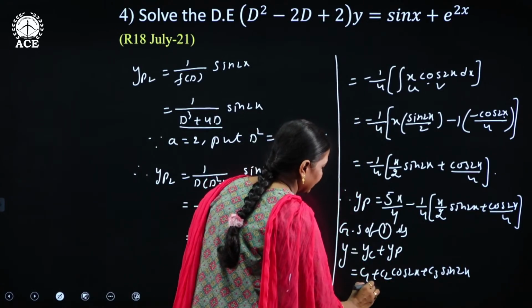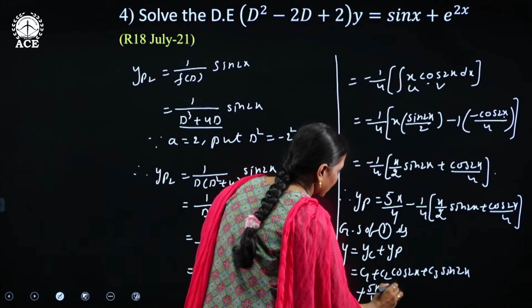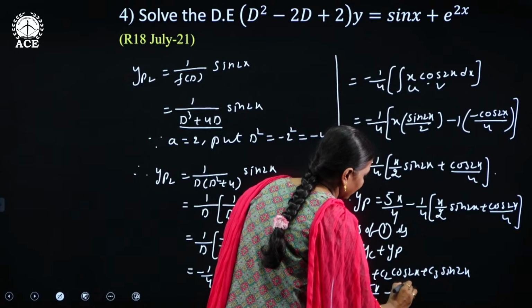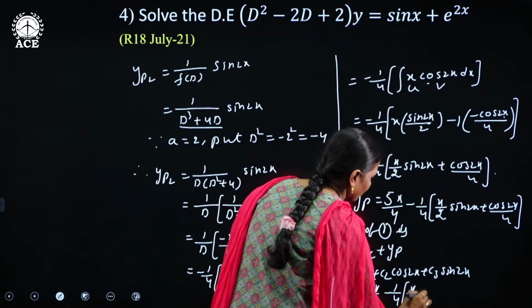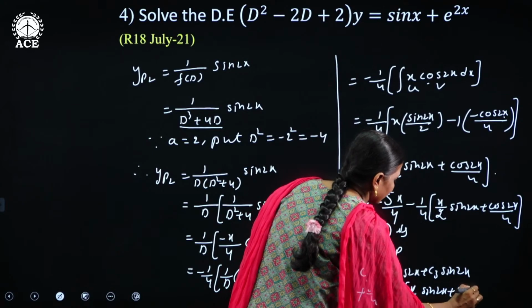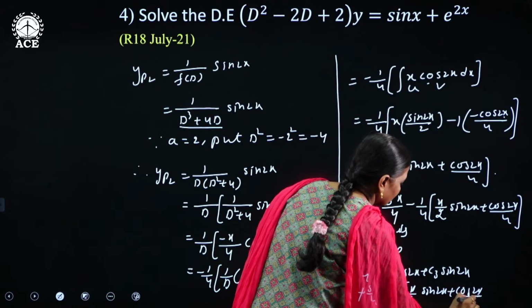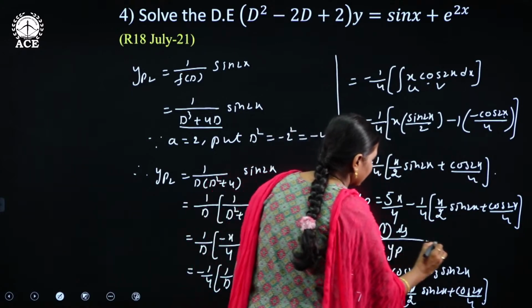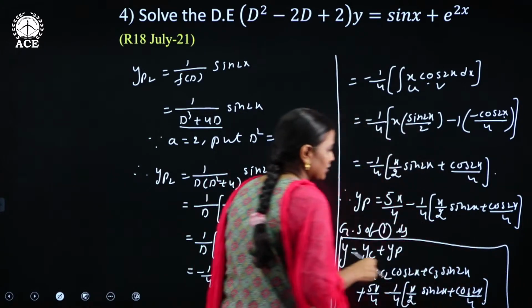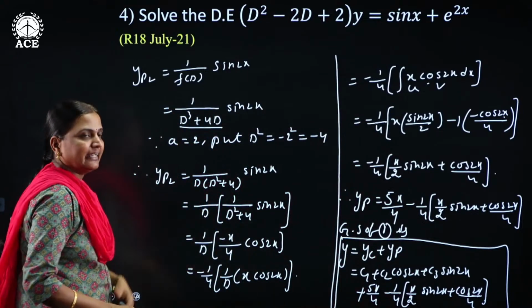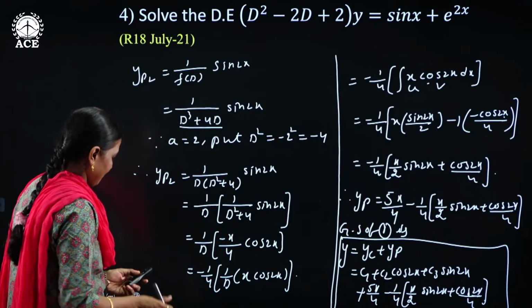What is the particular integral? 5x by 4 minus, if you take 2 or write it as it is, 1 by 4 into x by 2 into sin 2x plus cos 2x by 4. So, this is the required general solution of the given differential equation.